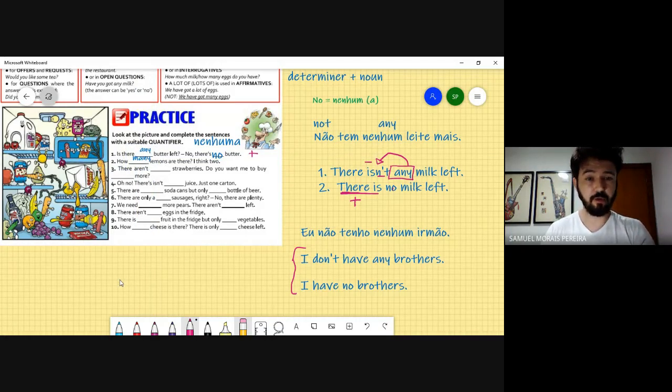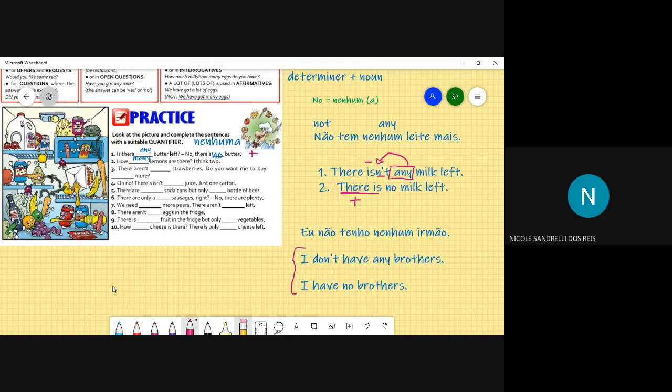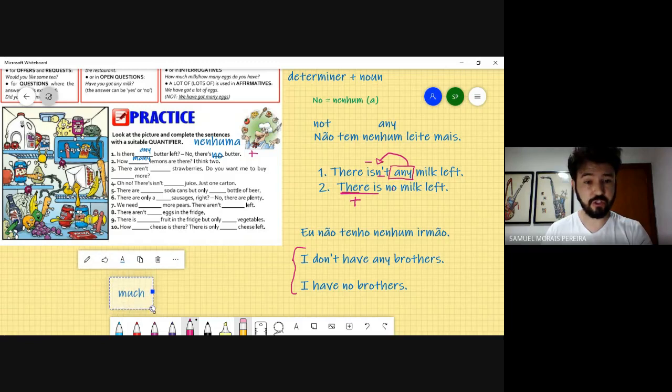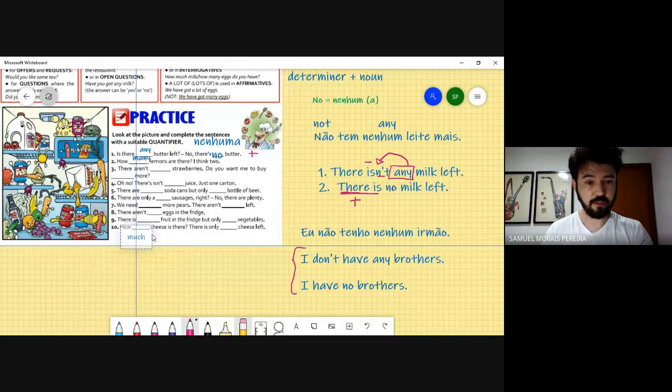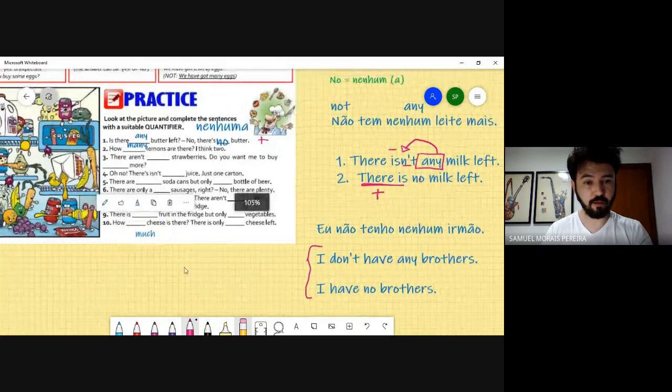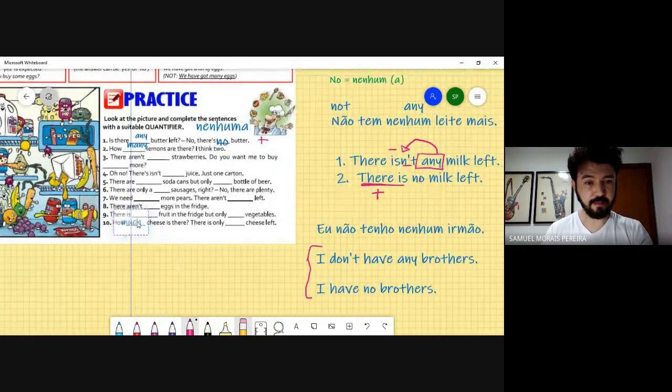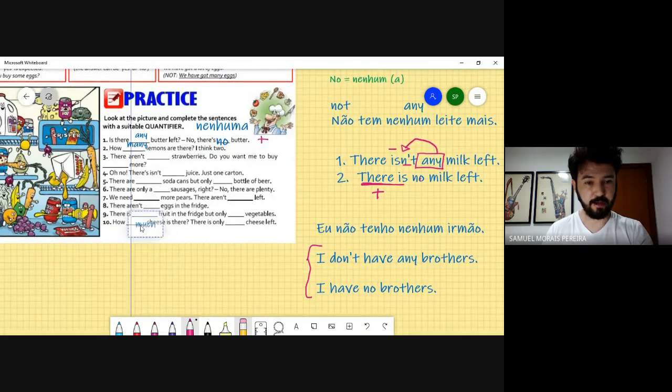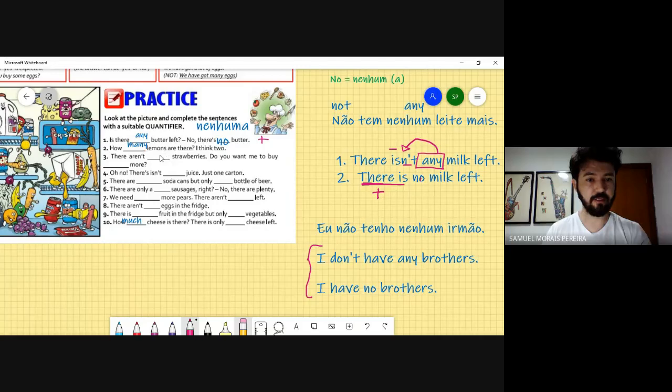For example, Nicole, can you read the number 10? How much cheese is there? There is only a little cheese left. Perfect. So how much cheese is there? I just want you guys to pay attention to Nicole's first answer here. She said, how much cheese is there? Take a look. I have here how many lemons, because lemons is in the plural, it's a countable noun, right? And here, cheese is uncountable.